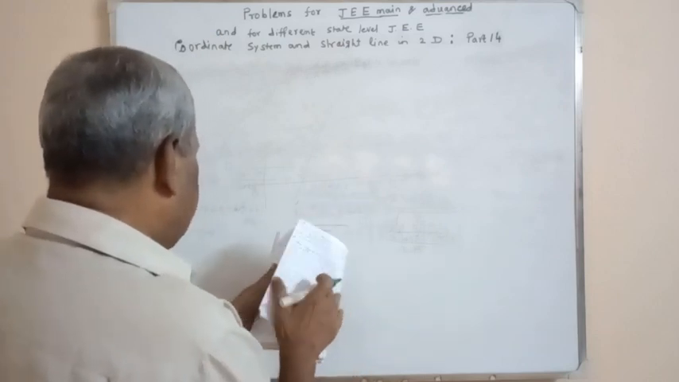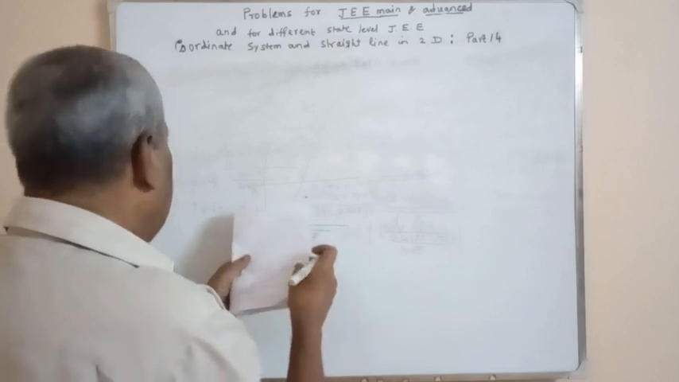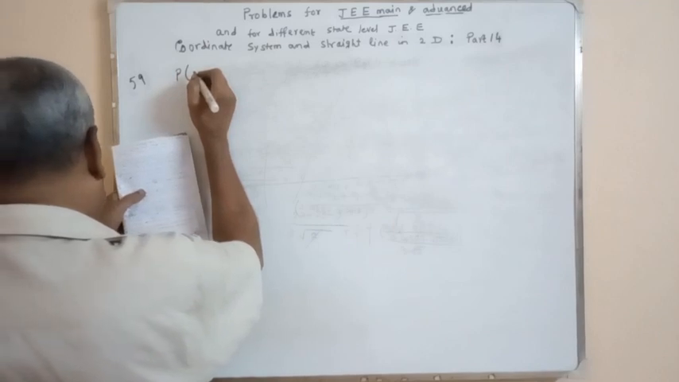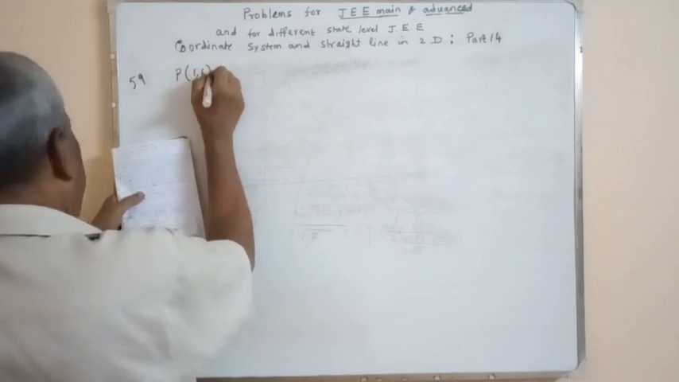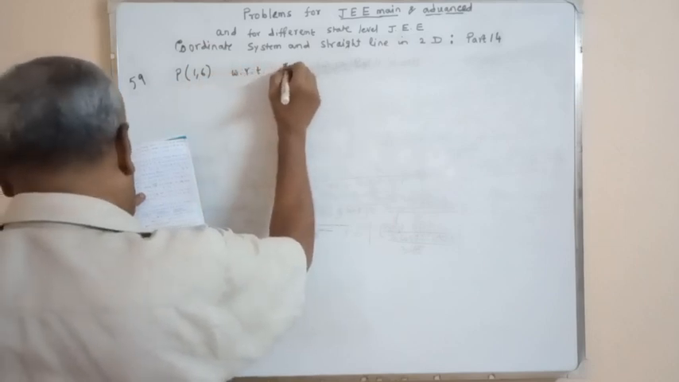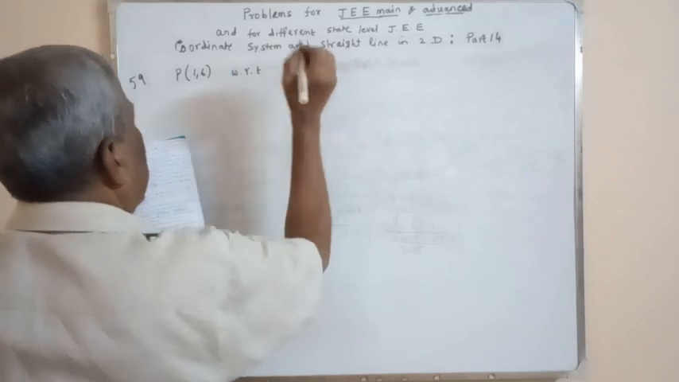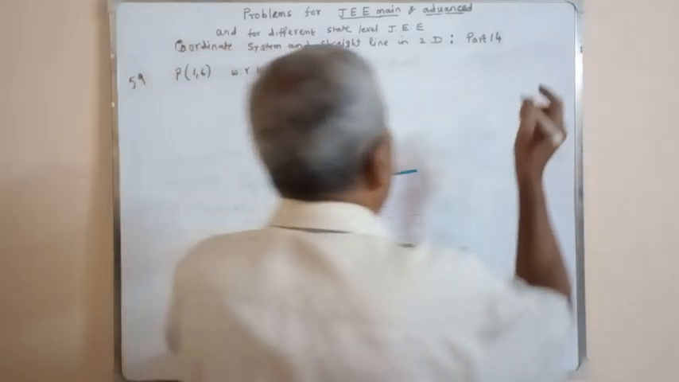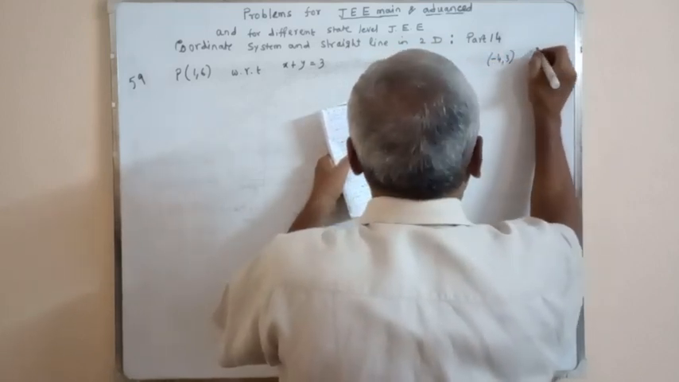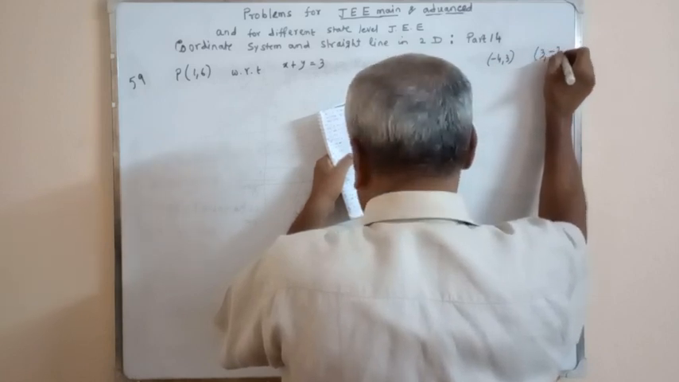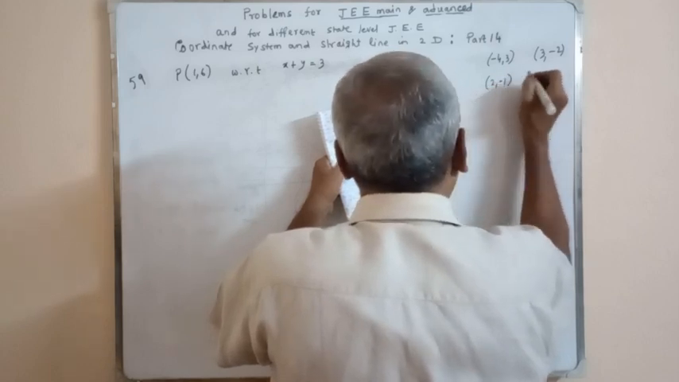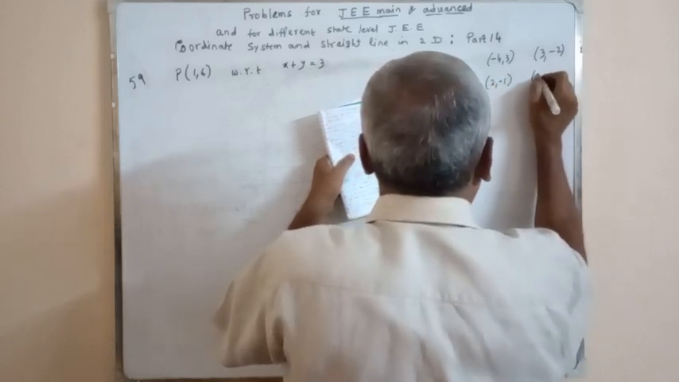And the problem is: the image of the point P (1, 6) with respect to x plus y is equal to 3. Options: (-4, 3), (3, -2), (2, -1), and (-3, 2).